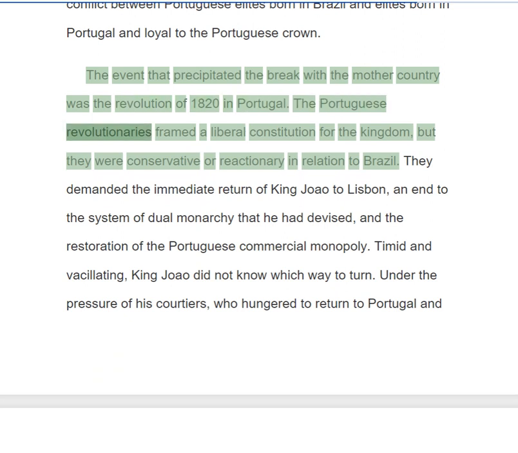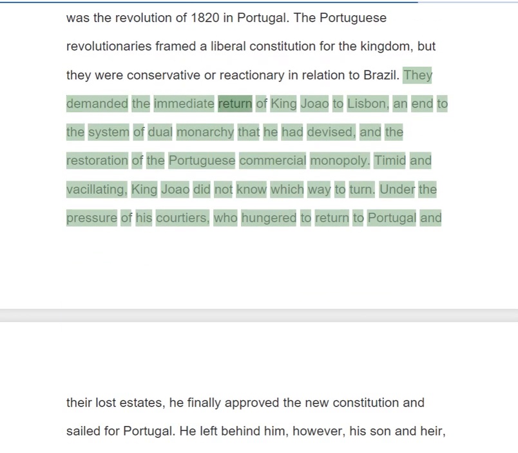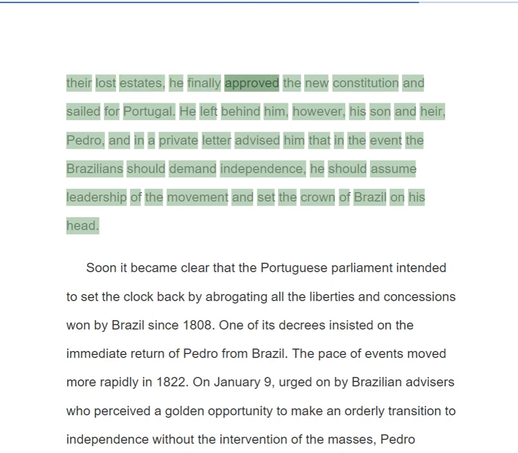The Portuguese revolutionaries framed a liberal constitution for the kingdom, but they were conservative or reactionary in relation to Brazil. They demanded the immediate return of King João to Lisbon, an end to the system of dual monarchy that he had devised, and the restoration of the Portuguese commercial monopoly. Timid and vacillating, King João did not know which way to turn. Under the pressure of his courtiers, who hungered to return to Portugal and their lost estates, he finally approved the new constitution and sailed for Portugal.